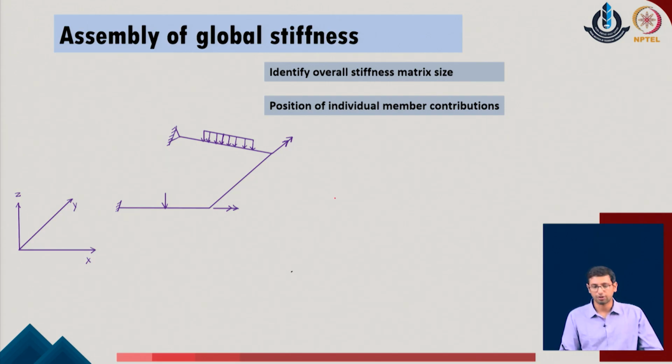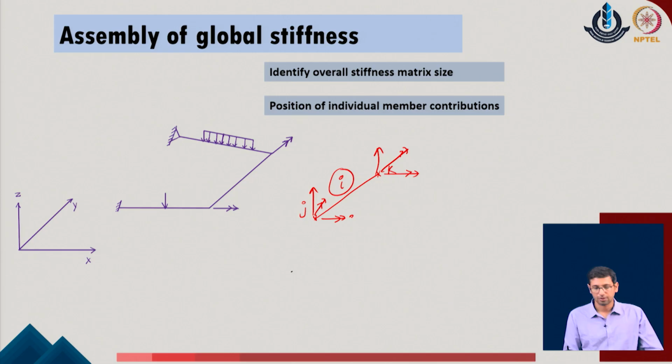We identify that for any member i in the given system, there will be 2 joints, say J and K, and for these 2 joints we have 3 degrees of freedom defined at each joint, out of which 2 are moments and 1 is the translation. So, now we label these degrees of freedom as 3j minus 2, 3j minus 1 and 3j, and 3k minus 2, 3k minus 1 and 3k.